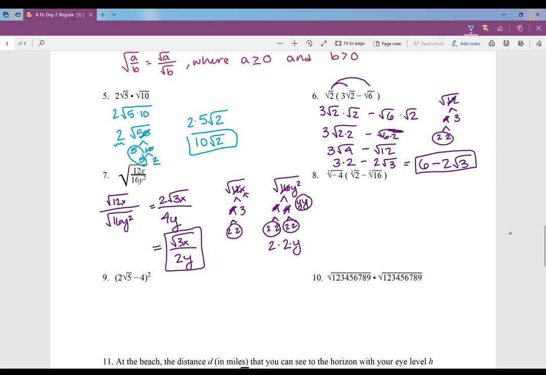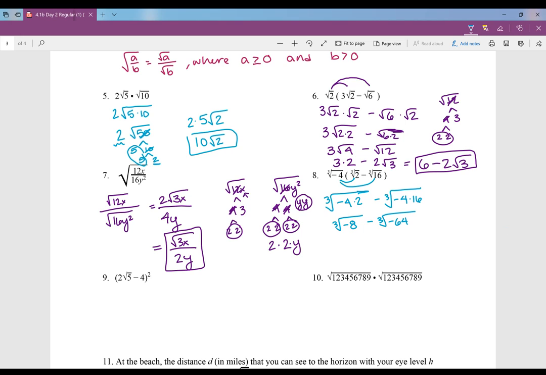All right, let's look at number 8. So again, we're just going to distribute this inside our parentheses. So we have the cubed root of negative 4 times 2, right? We can put them under the same root, minus the cubed root of negative 4 times 16. So negative 4 times 2 is negative 8. Negative 4 times 16 is negative 64.